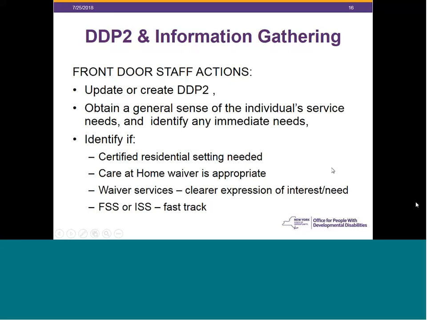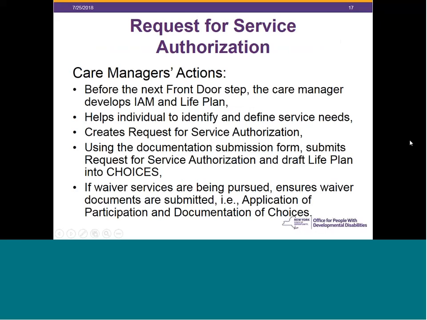By now we should have a pretty clear understanding of whether it is waiver services that they're looking for and the sort of more robust services that would provide them, or if they're looking for something a little less intense and perhaps they want only family support services or the ISS housing subsidy. Those of you who are familiar with the front door, that's now kind of in a fast track piece within the front door process. There's no need for people who are only looking for those services to go through the waiver application, et cetera, so we can skip a couple of steps and authorize those services sooner rather than later.